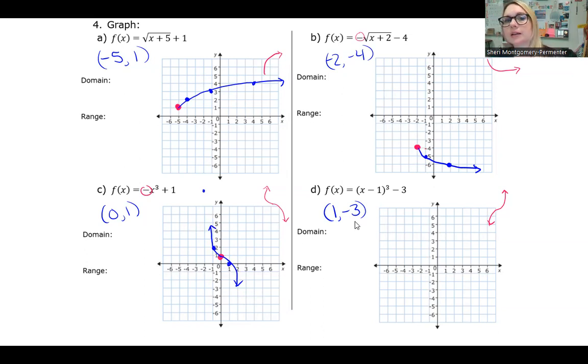This one, negative or 1, -3. So you go over 1 and then down 3. This one's a positive graph. So it's basically going to make this diagonal line of points when it's positive. And then you just have to make sure that you connect them not as a line. You connect them kind of curvy like that.